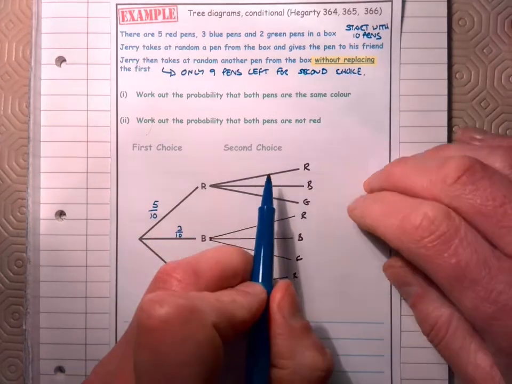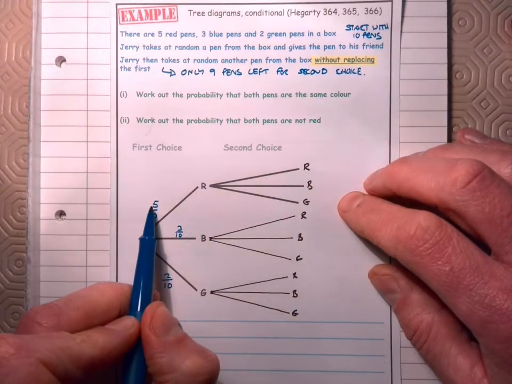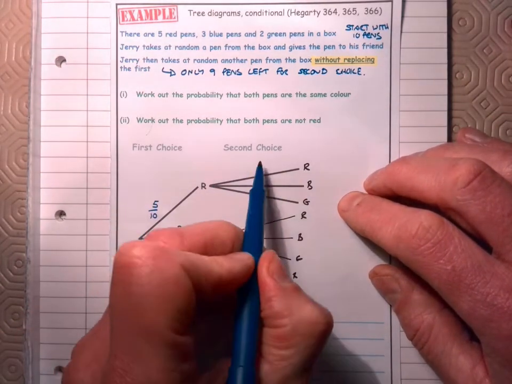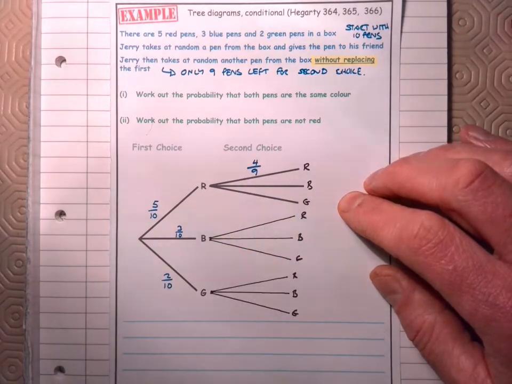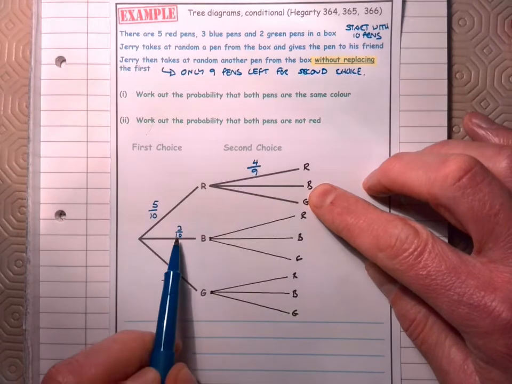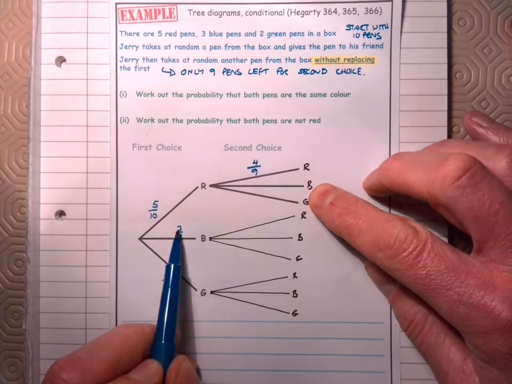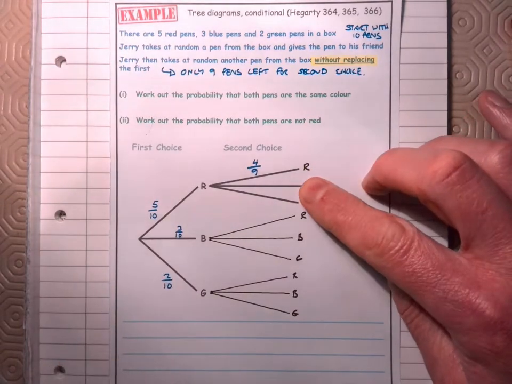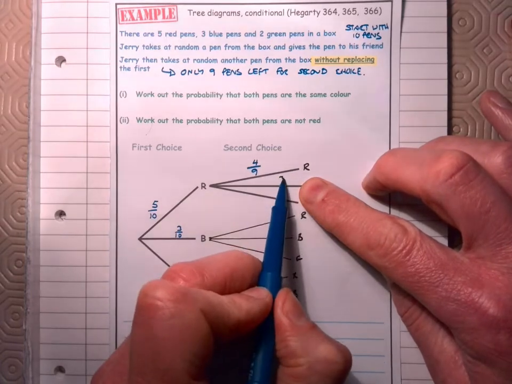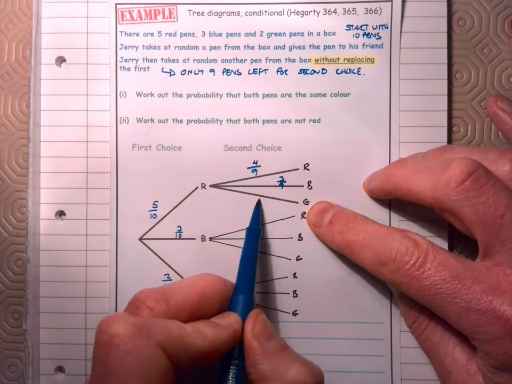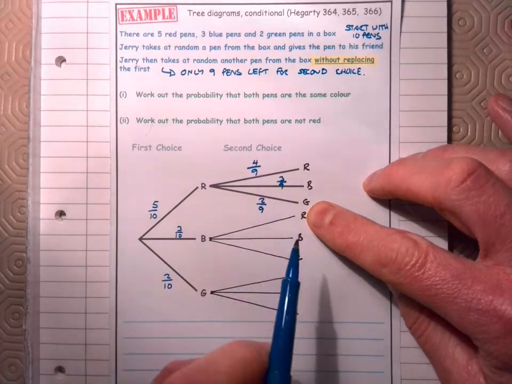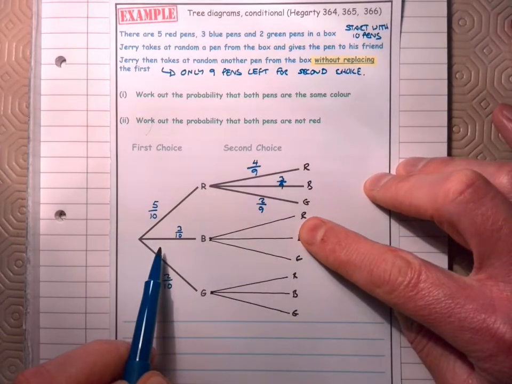I had 5 red pens and I've taken a red pen. Now there's only 4 red pens and only 9 pens in total. Here we started with 3 blue pens, and I've not taken a blue pen yet, so there's 3 blue pens, but only 9 pens. And green, there's 2 left out of 9 pens.